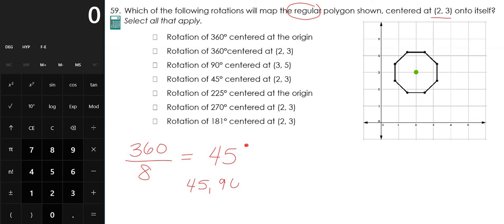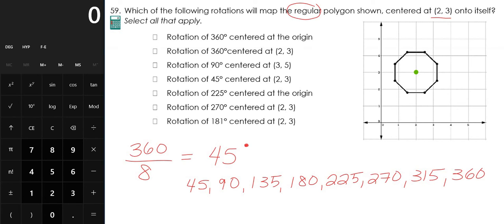45, 90, 135, 180, 225, 270, 315, and 360. Now the key is that we're rotating any of these amounts, but also that we're rotating around the center of the polygon, which is at 2, 3. So if we're not rotating around the center, it's not going to work. But there is one exception, and we're going to go ahead and look at it.